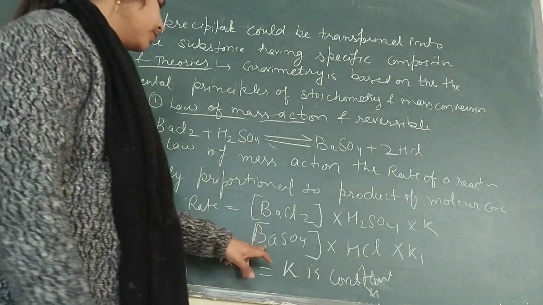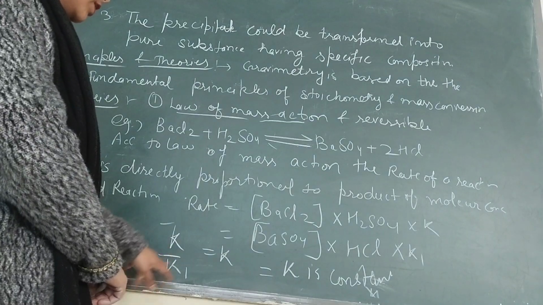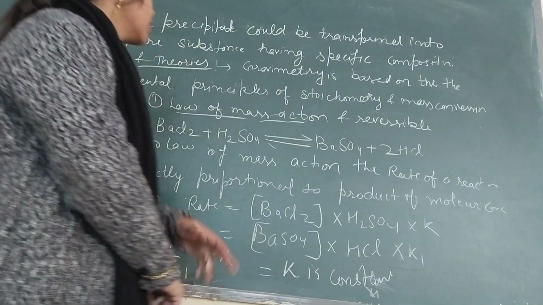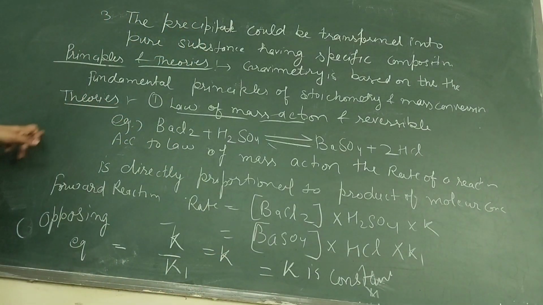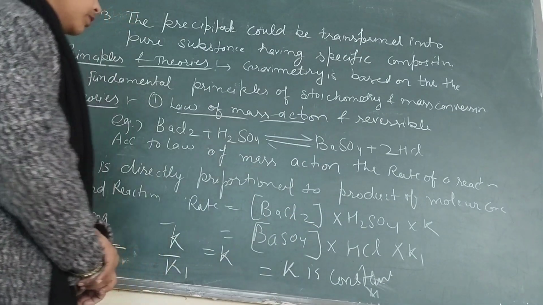K1 is equal to BaSO4 multiplied by HCl. That is K1. K upon K1 is equal to K. These are the equations for the law of mass action and reversibility for the equilibrium.